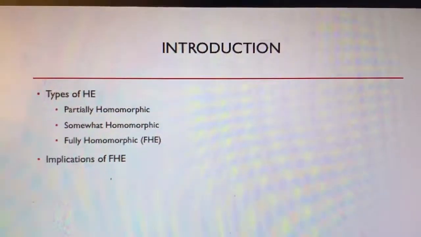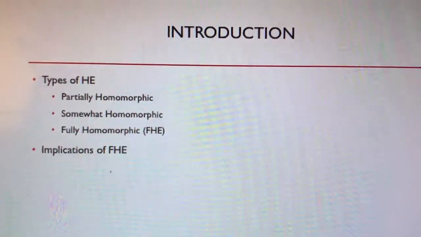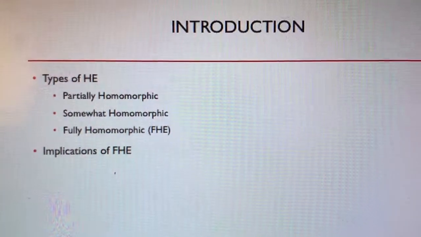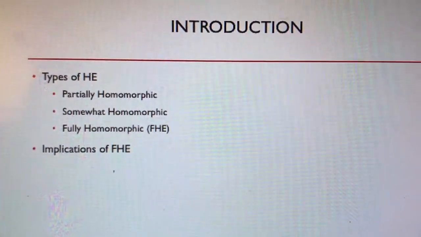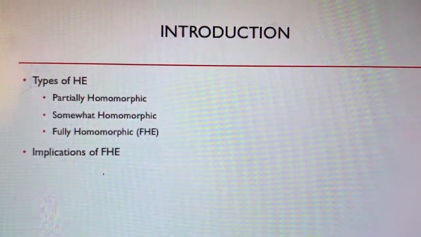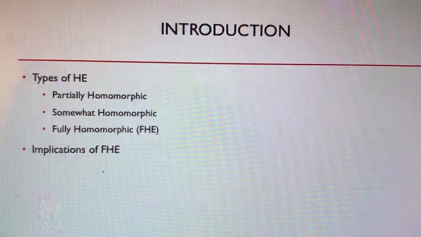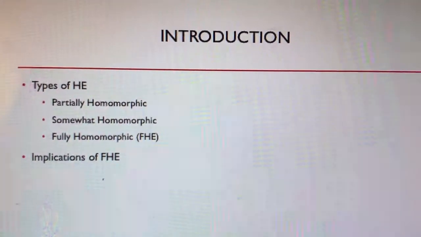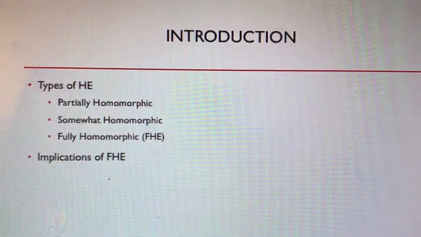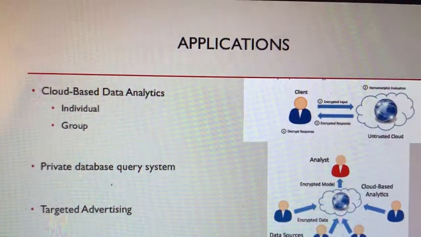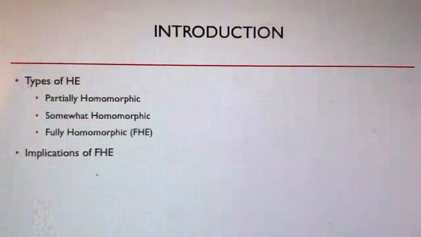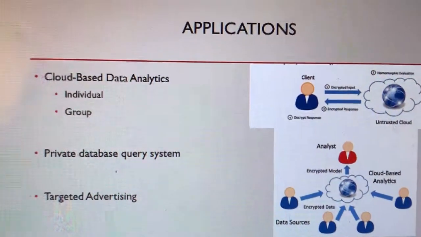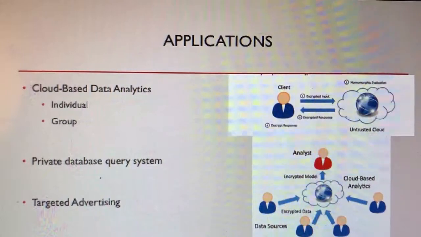Well, this implies that fully homomorphic encryption can provide third parties with data where the input is still encrypted, but the third party is still able to perform calculations and get the desired result without knowing the details. So a few applications of fully homomorphic encryption. The main one is cloud-based data analytics.